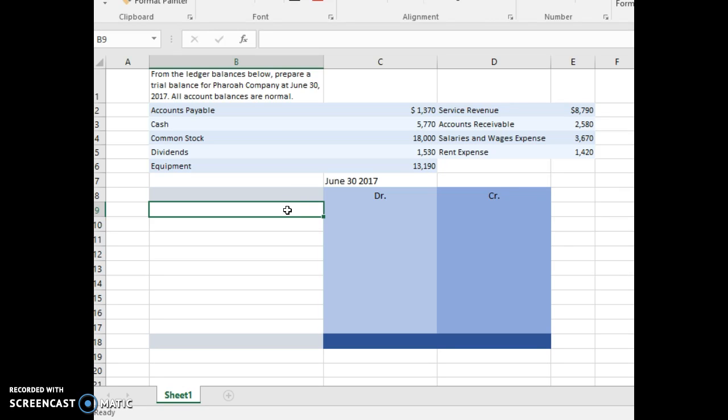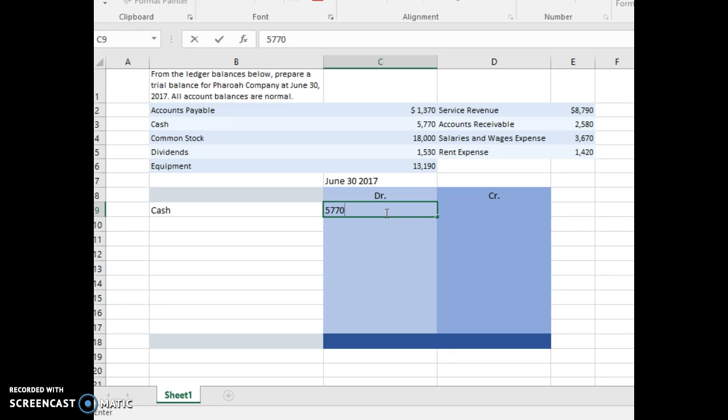Now we start listing our accounts and their normal balances in the correct column. I'm going to start with cash. Cash's normal balance is a debit because it's an asset. So we're going to debit cash $5,770.